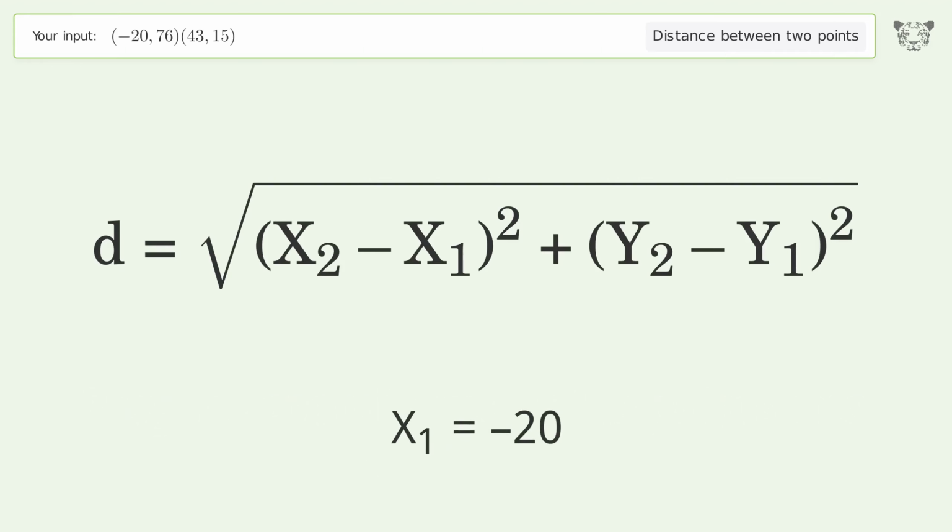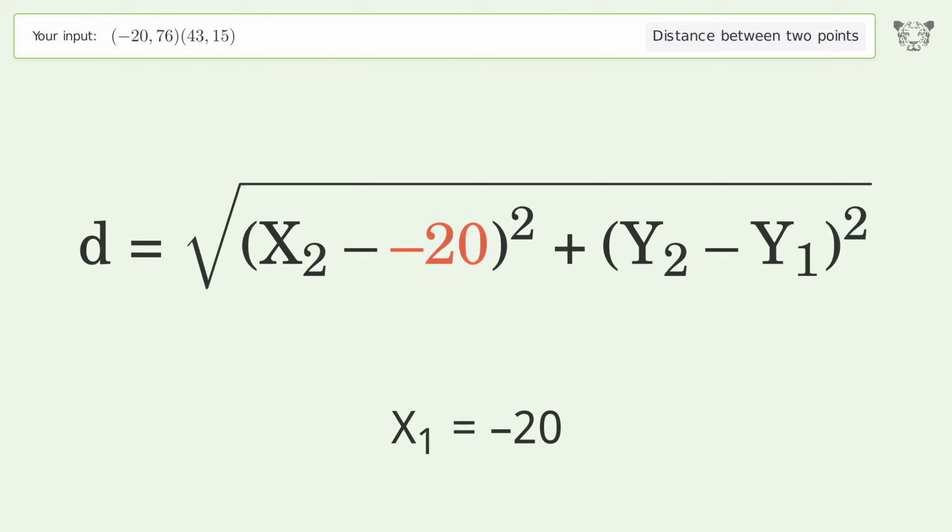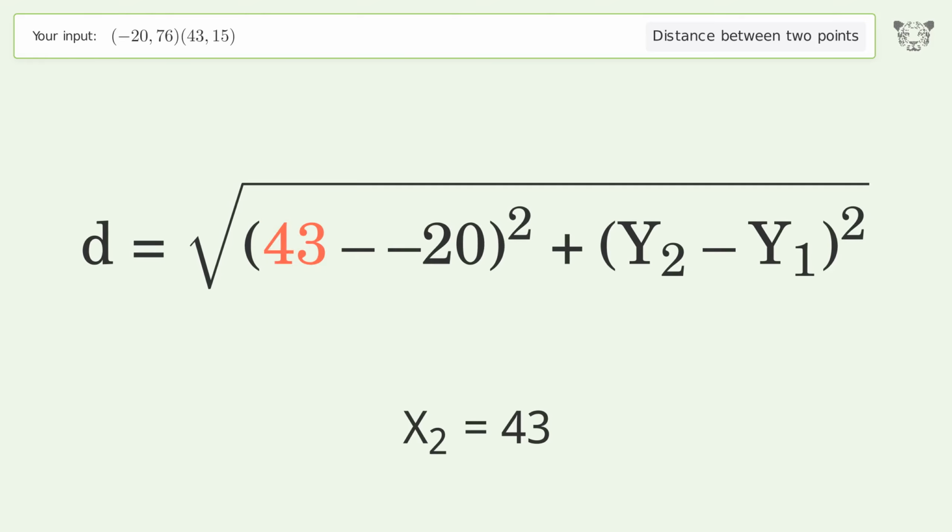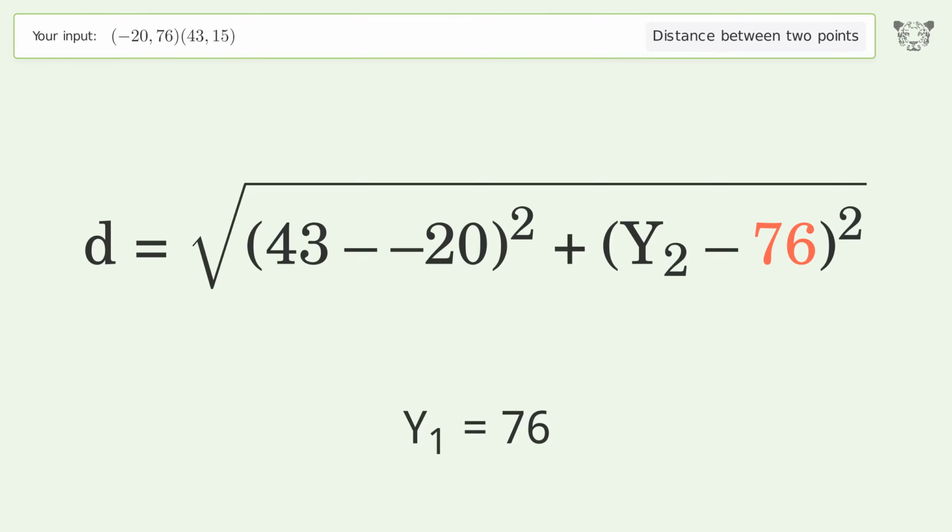x1 equals -20. x2 equals 43. y1 equals 76. y2 equals 15.